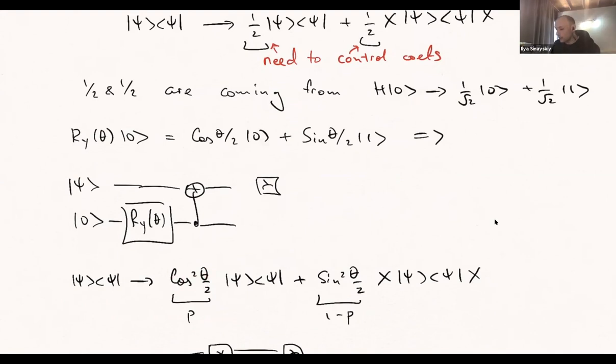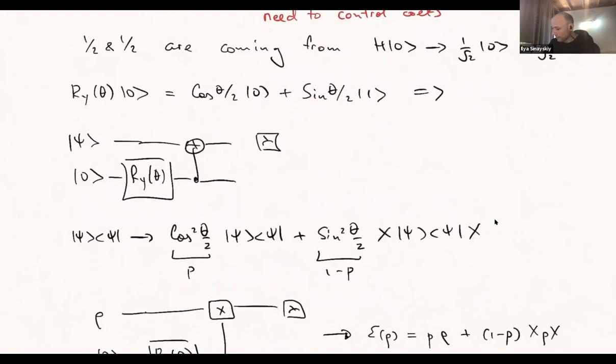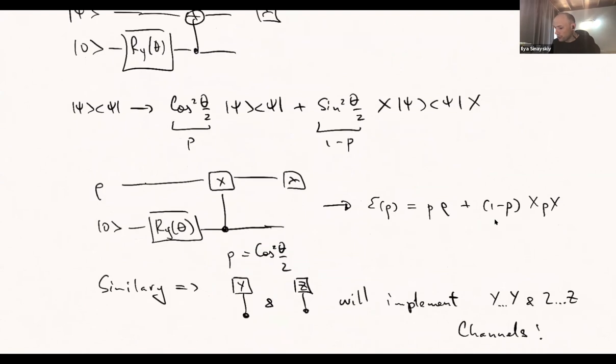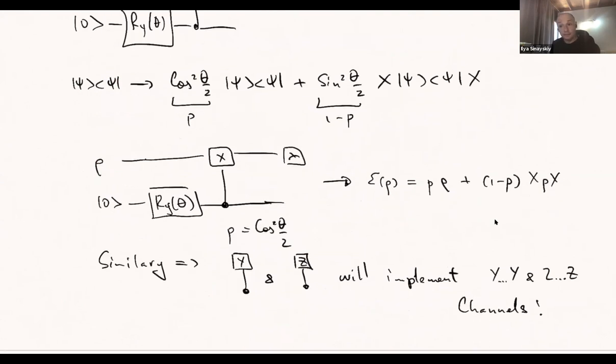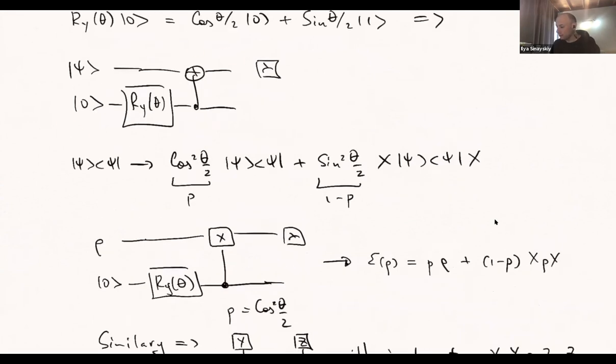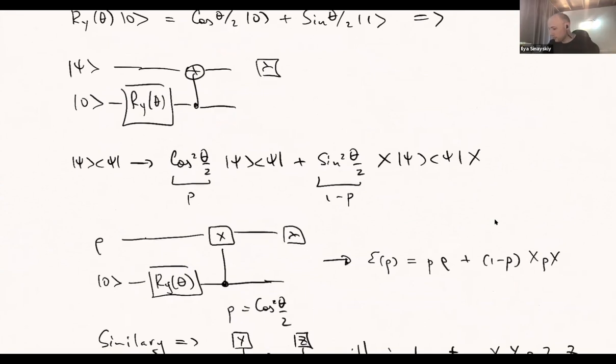It could be between zero and one as a function of theta. One can check that if we replace psi by rho, we're still going to get the same thing. And clearly we can play absolutely the same game if we replace X by Y or by Z. So we're going to get Pauli XX, YY and ZZ channels. Good. So now we already know how we can implement these sorts of channels, right?